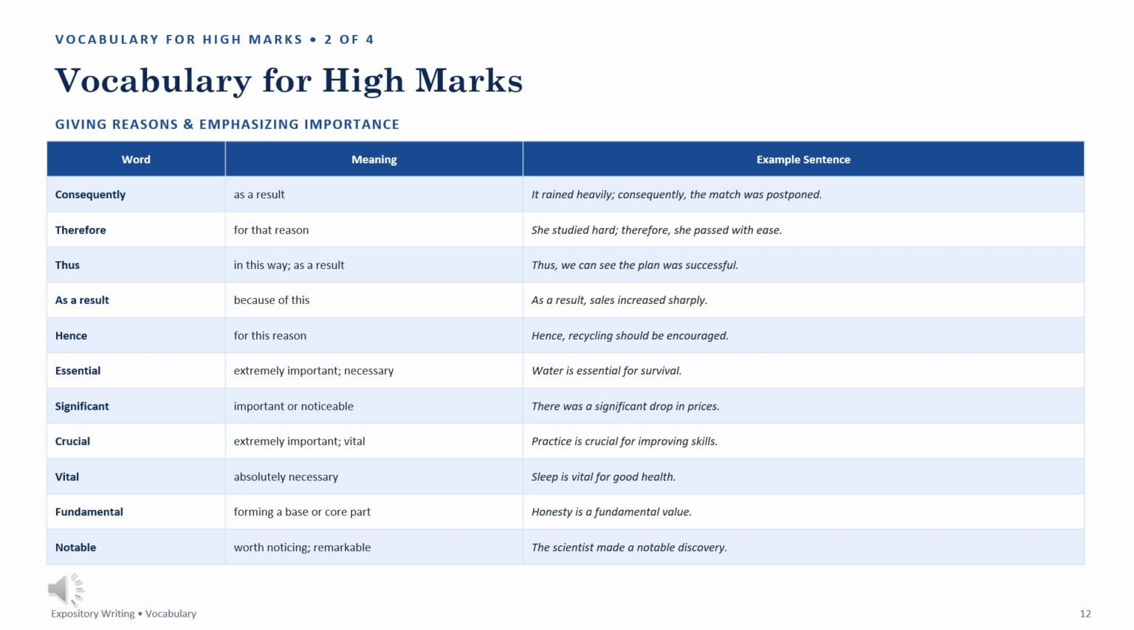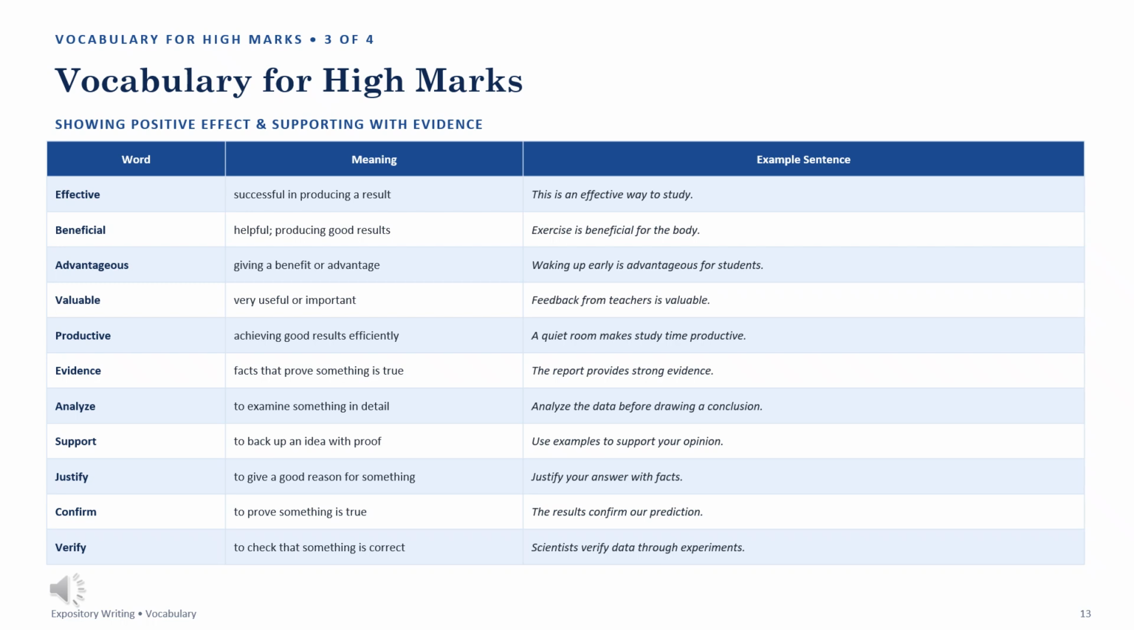For example, practice is crucial for improving skills. These words instantly make your essay sound more professional. Now let's look at vocabulary for showing positive effects and supporting your writing with evidence.